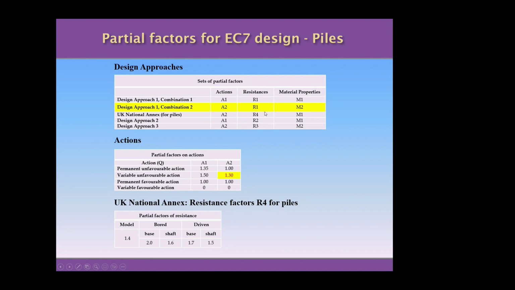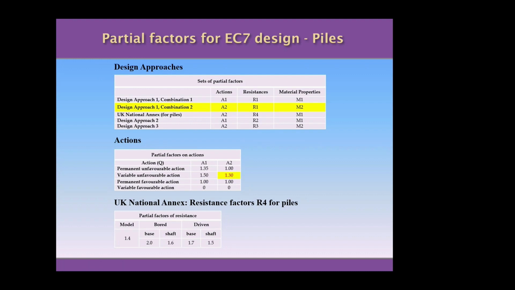So for example, the only thing we are going to use for piles will be the increment in the actions. So we are going to use the column A2 for the table related with actions. And the only coefficient different to 1 will be the one for variable and unfavorable action, that is 1.3, because the other coefficients are ones and zeros. And we are not going to have generally, at least in the problems we're going to tackle in this module, variable favorable actions. So we are going to have only permanent unfavorable actions and variable unfavorable actions. So we are going to use these two coefficients, 1 and 1.3.